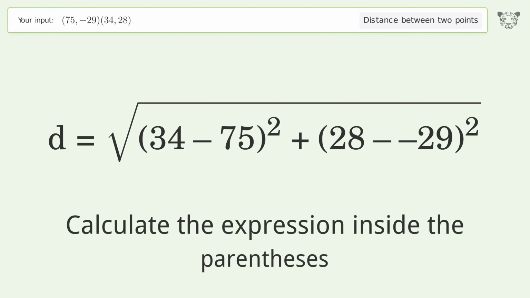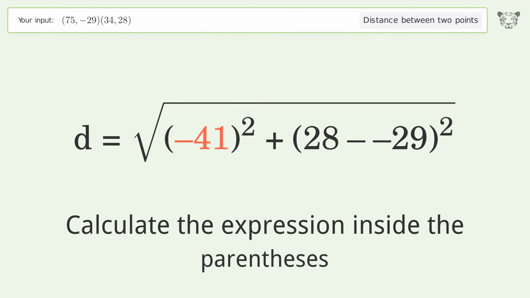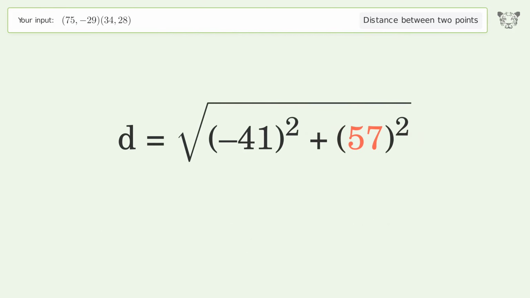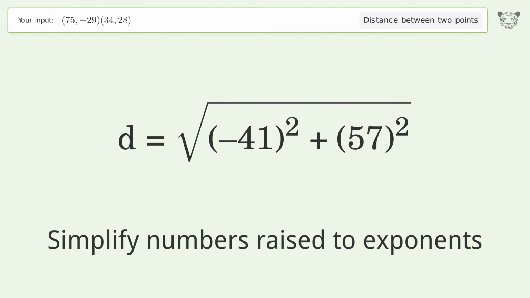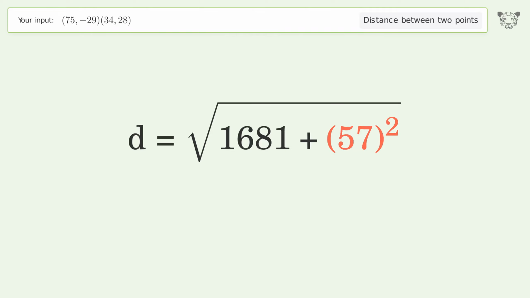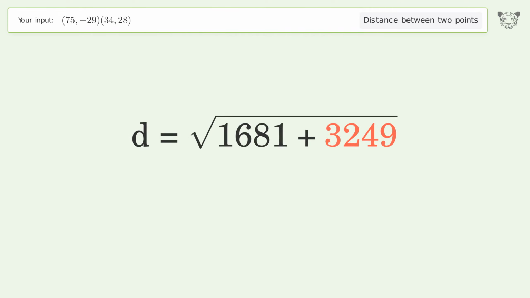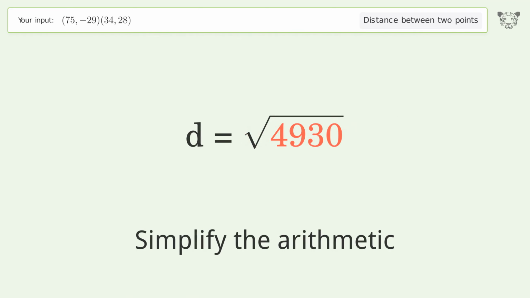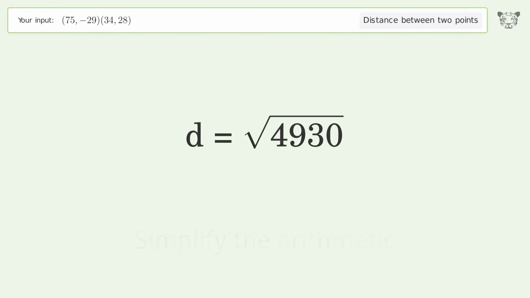Calculate the expression inside the parentheses. Simplify numbers raised to exponents. Simplify the arithmetic. And so the distance between the 2 points is the square root of 4,930, or 70.214.